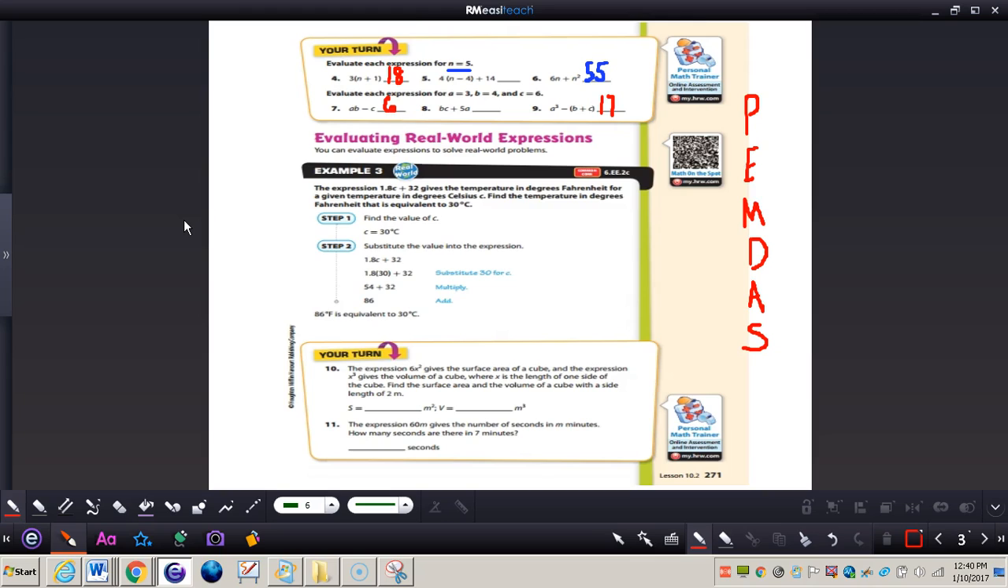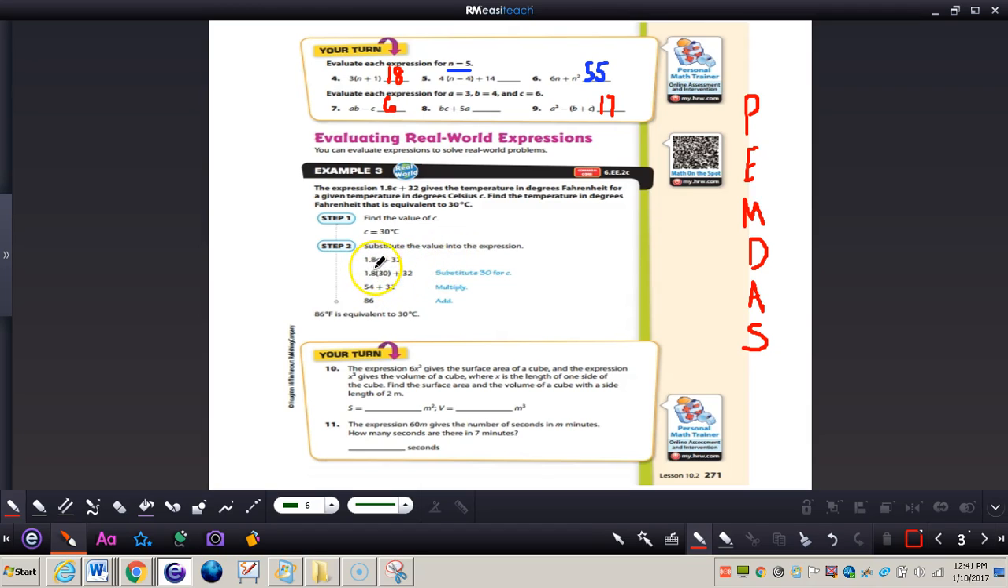So step 1, we need to find the value of C. We found the value of C because it says the degrees Fahrenheit that's equivalent to 30 degrees Celsius. So C equals 30 degrees Celsius. And then from there we can substitute the value into the expression: 1.8, or 1 8/10, times 30 plus 32.